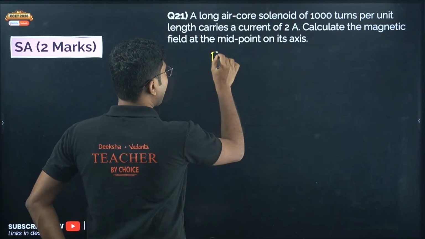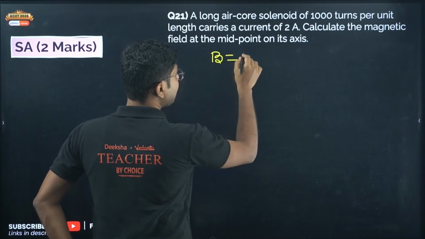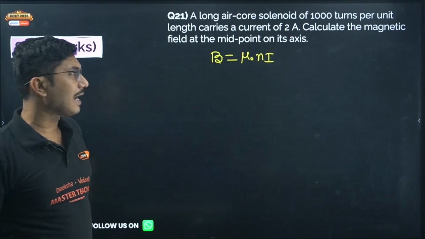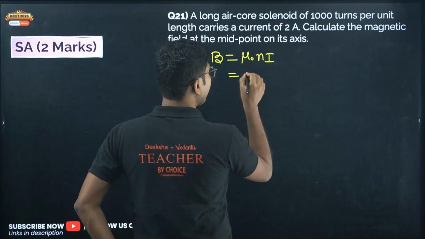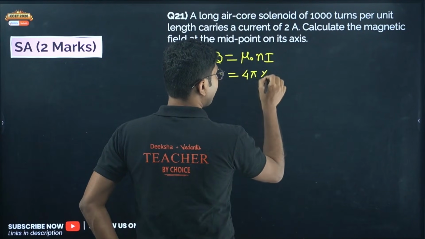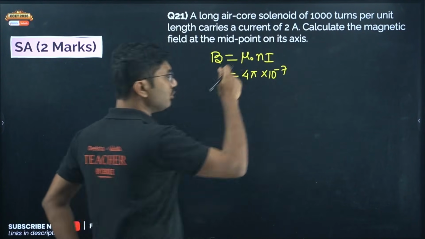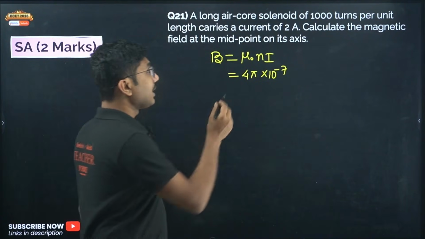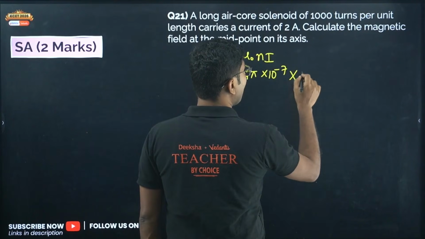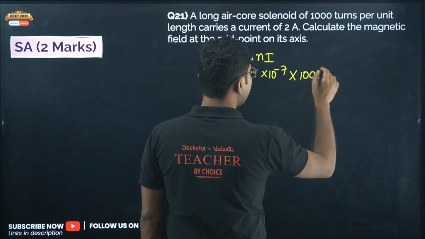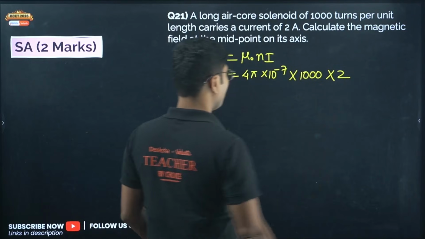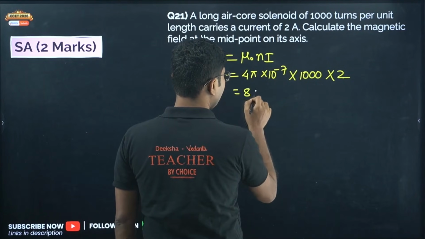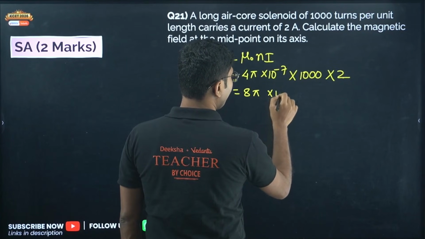What is the formula? Magnetic field inside a long solenoid is given by mu naught n i. What is the value of mu naught? Mu naught is 4 pi into 10 to the power of -7. Remember, it is mu naught, not epsilon naught. Epsilon naught's value is different, mu naught's value is different. Okay, number of turns per unit length is given by 1000 and current passing through is 2. So now let's simplify it. We get 8 pi into 10 to the power of -4.